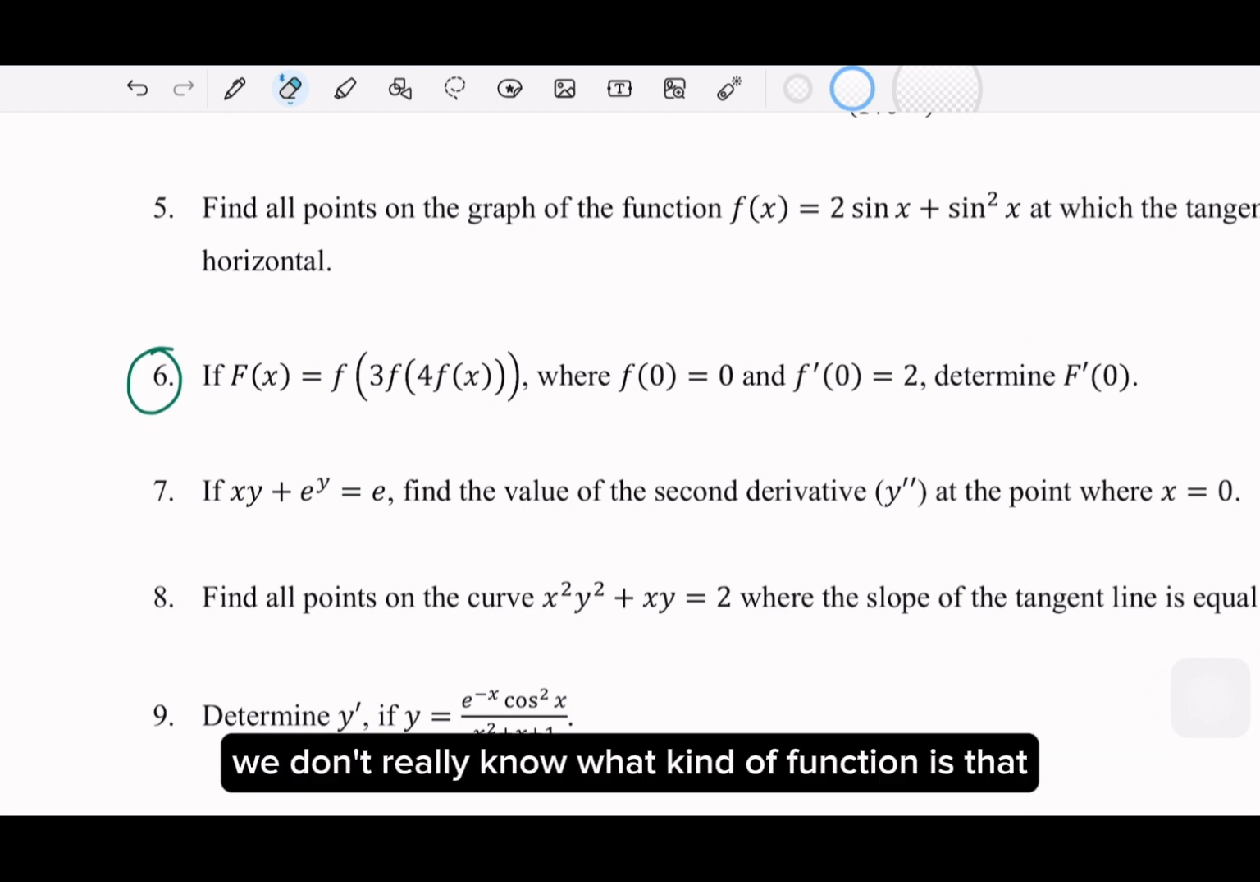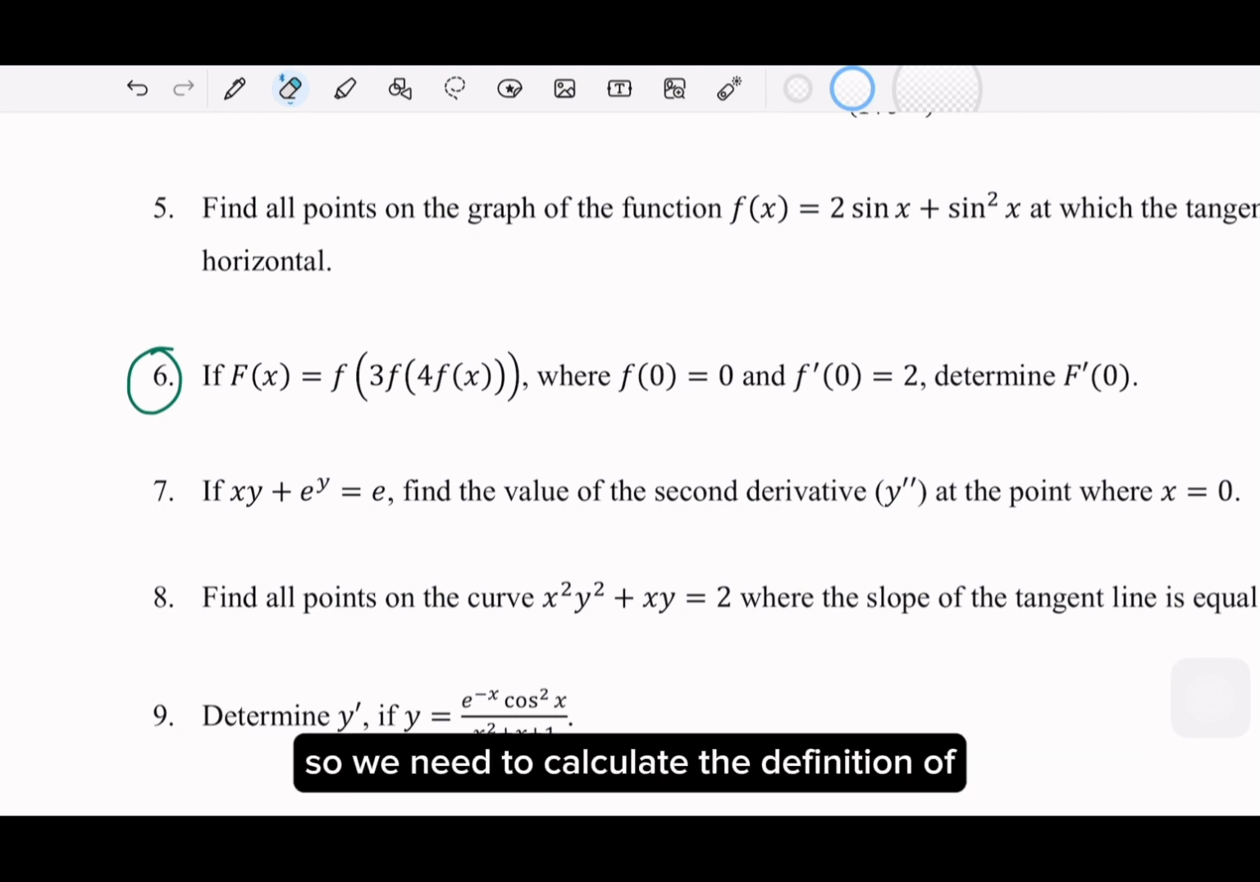We don't really know what kind of function that is, but we know that if we put 0 into that function, it will be 0. And for the derivative, if we put 0, it will equal 2. So we need to calculate the derivative of this capital F at x equals 0.